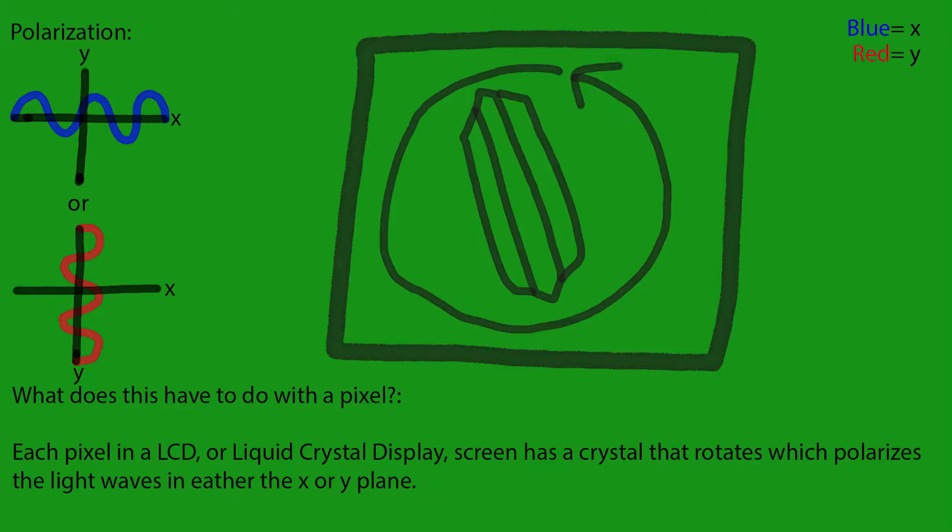As you can see, the light wave traveling on the X-axis is blue, and the light wave traveling on the Y-axis is red. I'll get into the importance of those later. But now, let's get into the specifics of polarization.